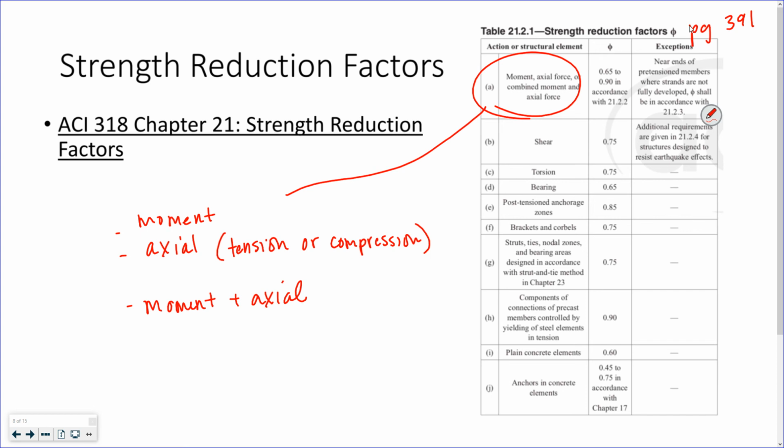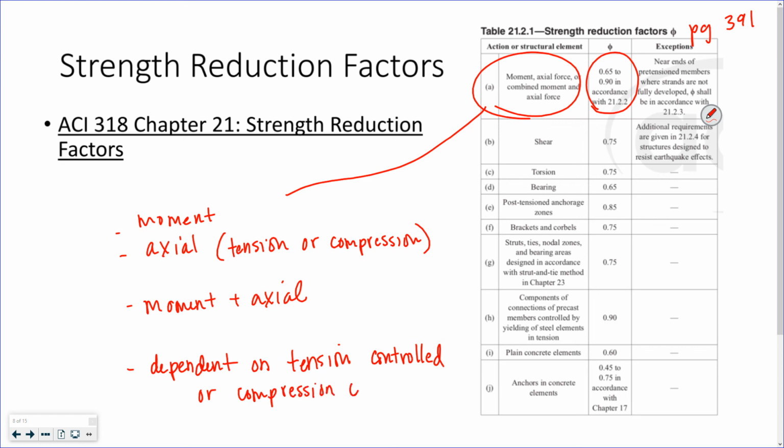And you can see right here it varies, and we're going to have to figure out how to calculate that. It's going to depend on if your section is tension controlled or compression controlled. And there's a way to figure that out, right? It says look at 21.2.2, and we're going to get into that, so don't worry, you don't have to do it now.